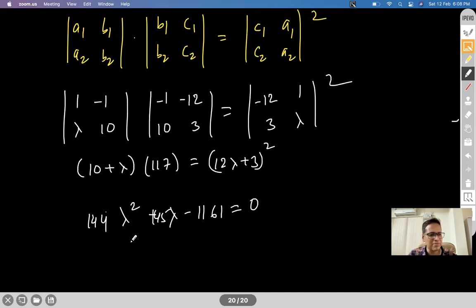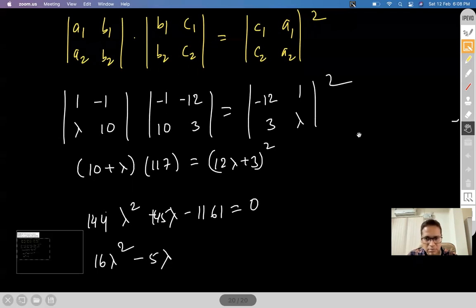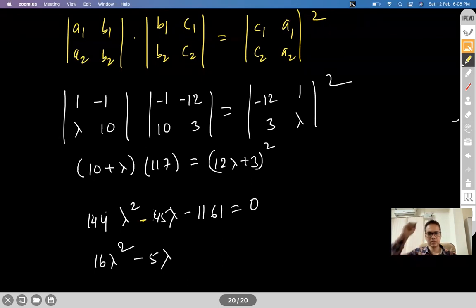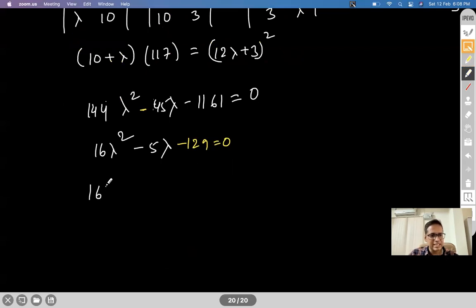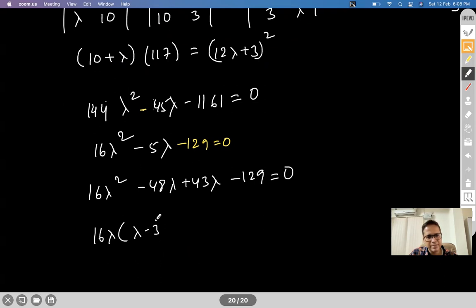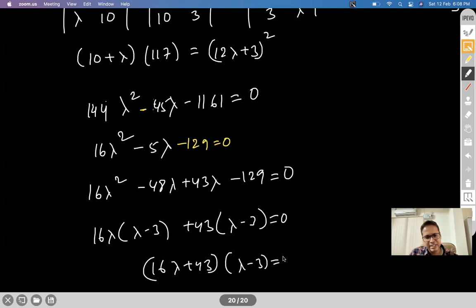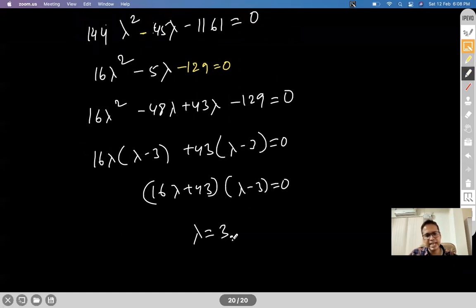I think we can drop a factor of 9 throughout. So that will give you 16 lambda square, this will be minus 5 lambda, sorry, plus, this was minus, I believe. And this will be minus 129. Correct. Now this is factorizable as 16 lambda square minus 48 lambda plus 43 lambda minus 129 equal to 0. Take 16 lambda common, take 43 common, and this is factorizable as this. Correct? So you should all be getting the lambda value as 3 and minus 43 by 16.